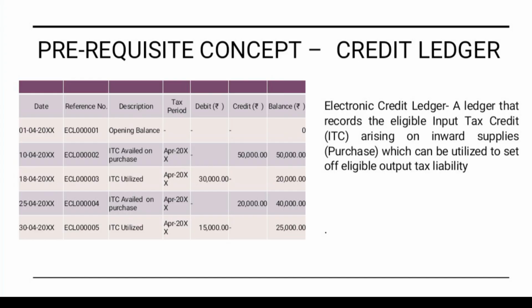It is just a dummy credit ledger. Let's say ITC availed on purchase is 50,000, that is credited 50,000, it is ITC credited. ITC utilized 30,000, means when utilized it is debited to the credit ledger. In purchase ITC is accrued or credited, and while you set up the ITC it is debited. ITC utilized 20,000. Okay.